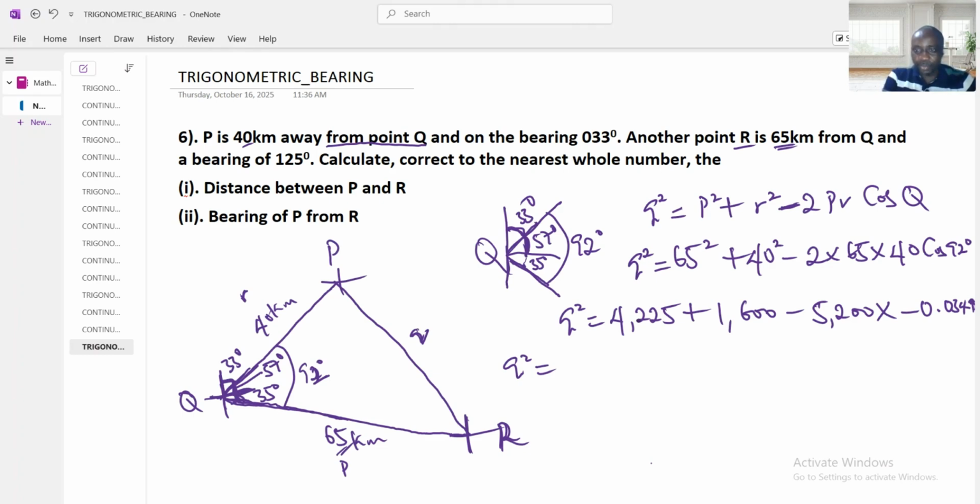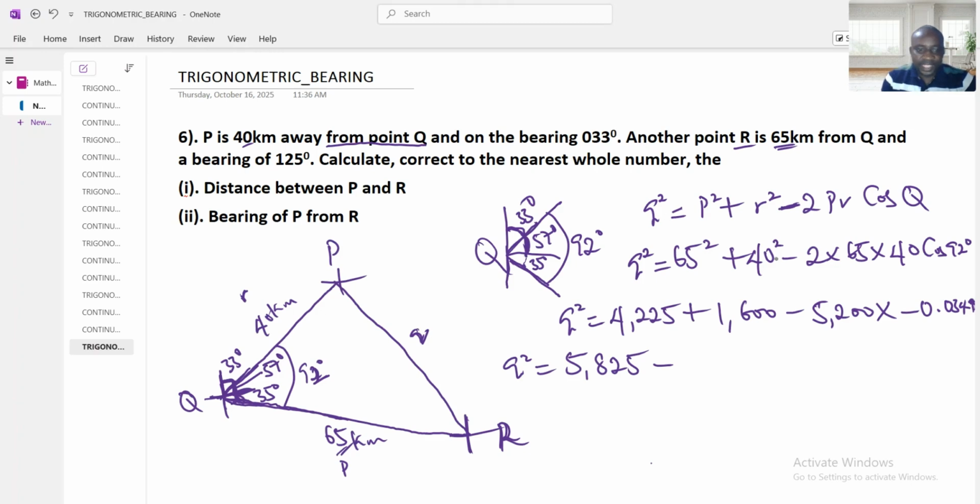4,225 plus 1,600 is going to give me 5,825 minus 5,200 multiplied by 0.0349.